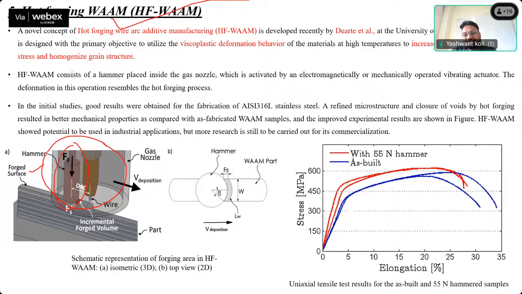You can see with a 55 Newton hammer, the strength, UTS, has been improved. It is almost more than 600 megapascal. And initially it was like 580, 550, and around 500. So 100 megapascal strength has been attained by this. So as fabricated and 55 Newton hammer.